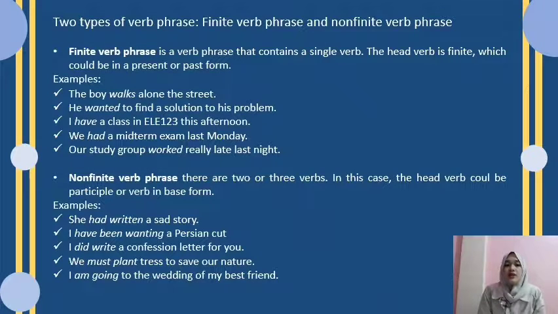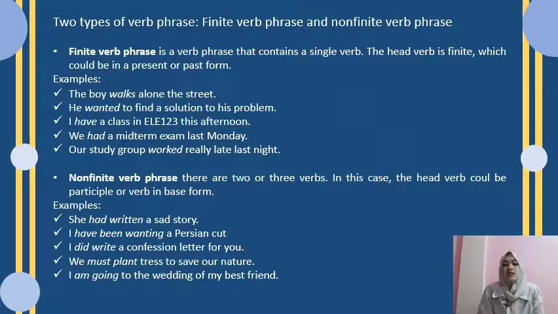So there are two types of verb phrases. These are the finite verb phrase and the non-finite verb phrase. A finite verb phrase is a verb phrase that contains a single verb, and the head verb is finite, which could be in the present or past form.